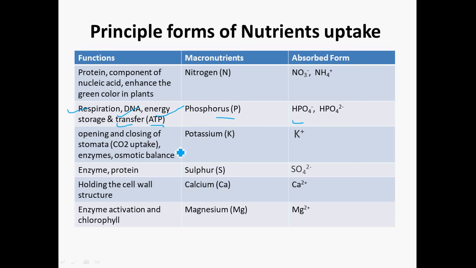Okay, potassium. Plants uptake potassium in the form of potassium ions, and it activates enzymes for the generation of ATP. ATP stores energy in plants. And potassium regulates the opening and closing of stomata. What are stomata? Stomata are used for gas exchange in plants.